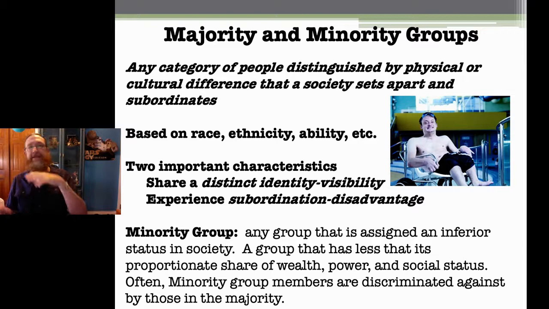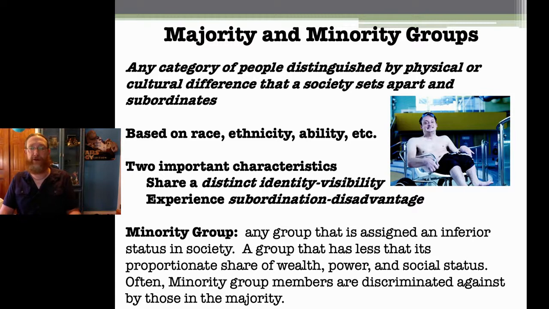And again, we come back to these important characteristics, and that's a distinct identity, or a visibility, you see that, and an experience, subordination, or disadvantage when we're talking about minority groups. Now, we'll talk about majority in a minute, but you share an identity and you experience that subordination in a society. Maybe that's access to jobs, access to housing, access to education, access to healthcare, on down the line.